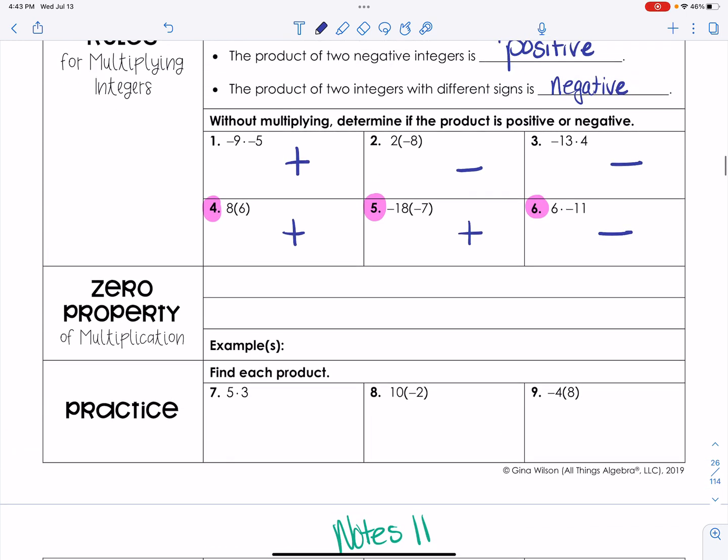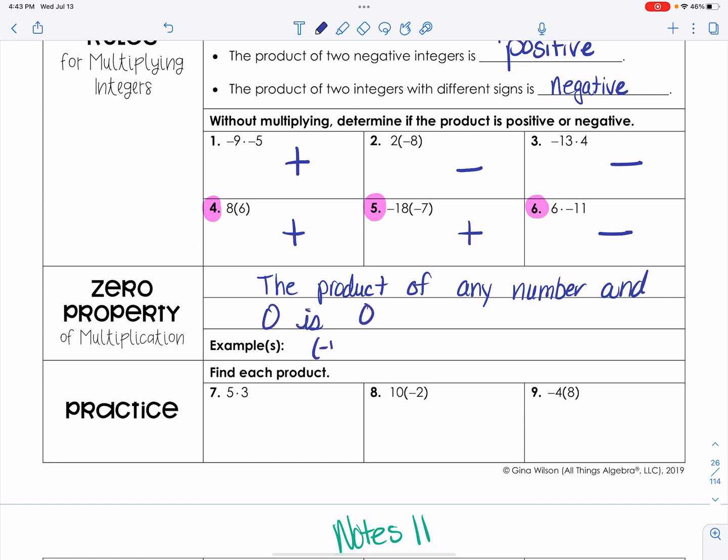Okay, so the 0 property. Please remember this. The product of any number and 0 is 0. So even if it's a negative, -5 times 0 is 0. So if I find the product, 5 times 3 is 15, right? If I find the product, it's 20, but the signs are different, so it's going to be a negative 20. 4 times 8 is 32, so it's going to be a negative 32.